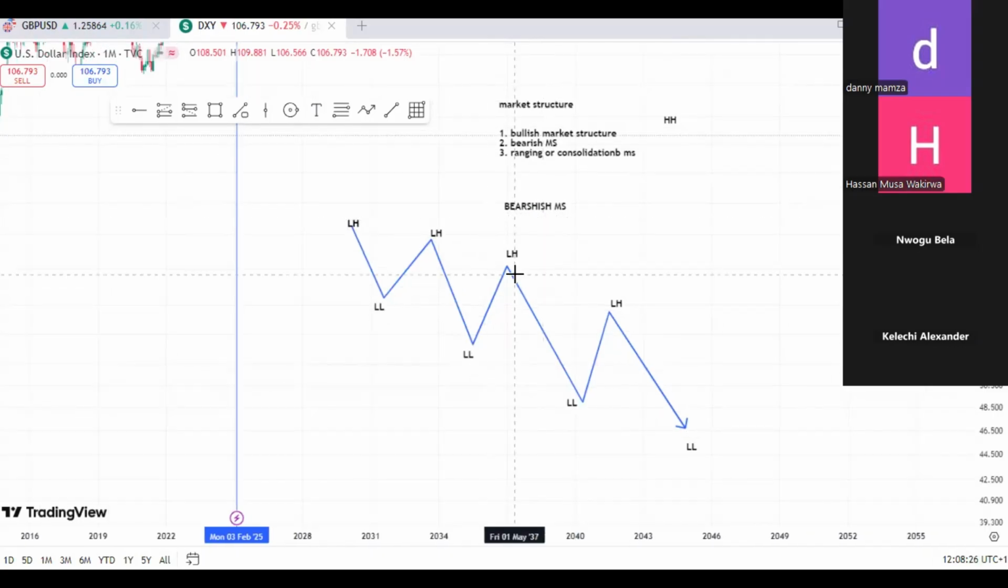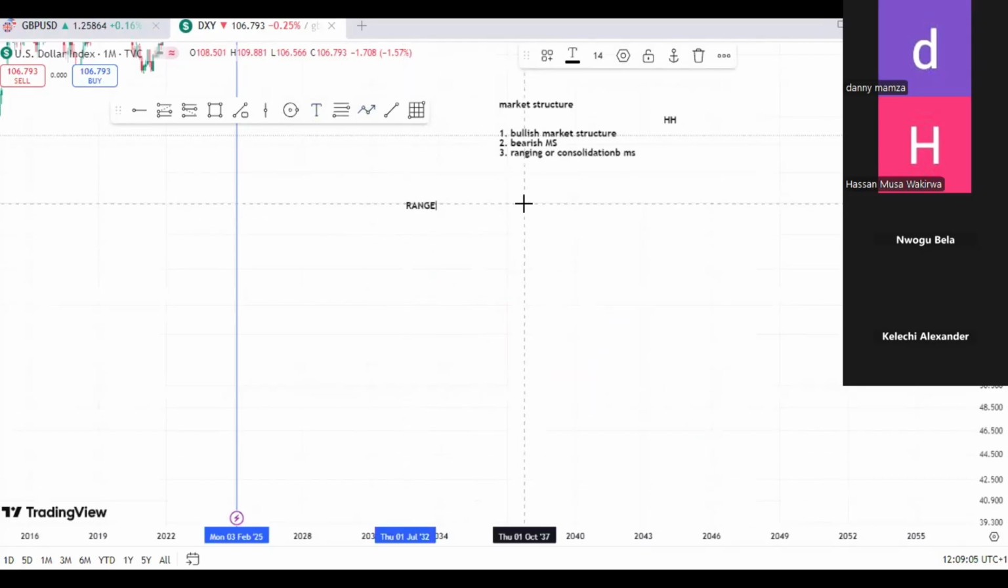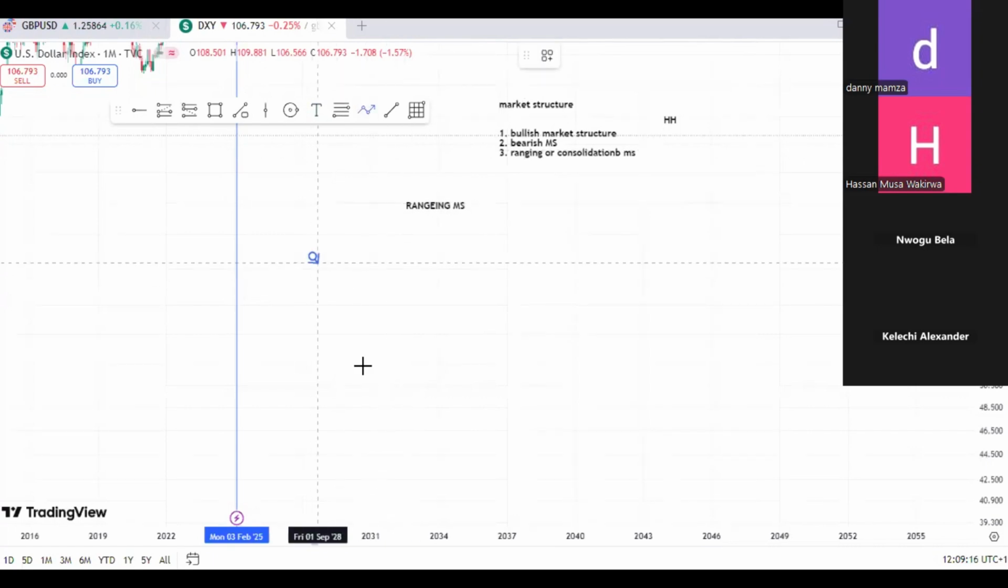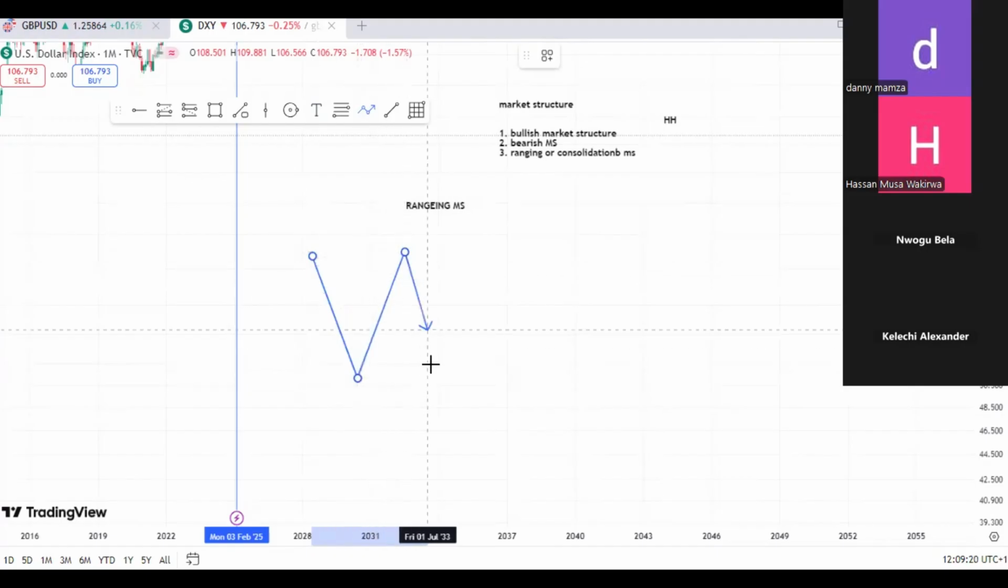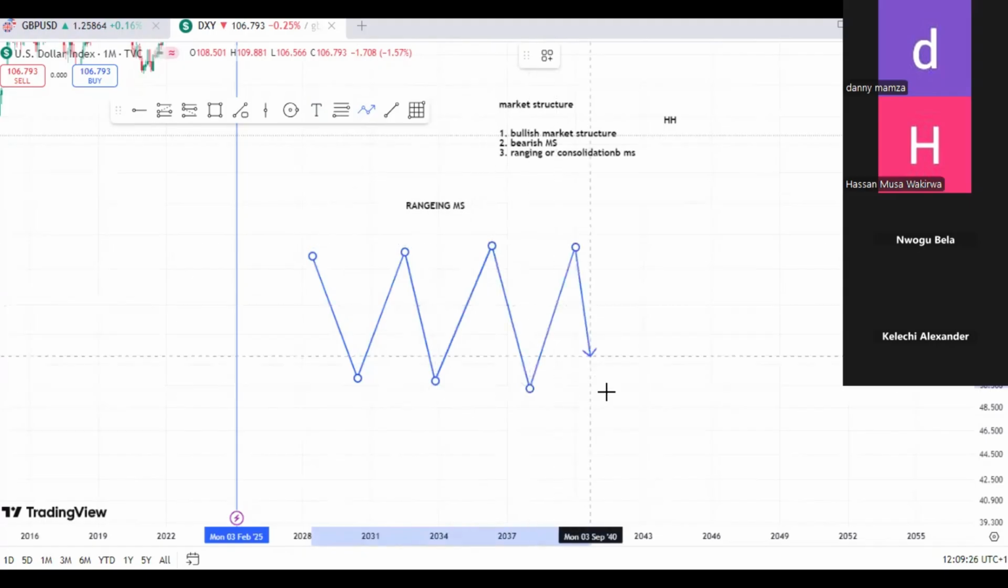Okay, let me quickly do the last one, which is the ranging or consolidating market. I won't recommend that you trade in the ranging market because the noise is too much for a beginner to do well in. Though there are people that prefer to trade in a ranging market than in a bullish or bearish market. Ranging is when the market is not forming higher highs or higher lows. It is basically just moving in a sideways direction like this.